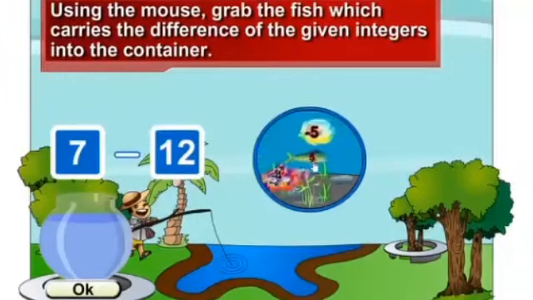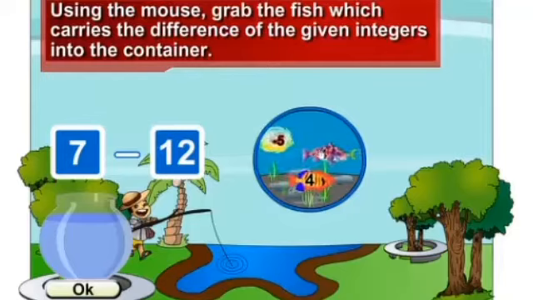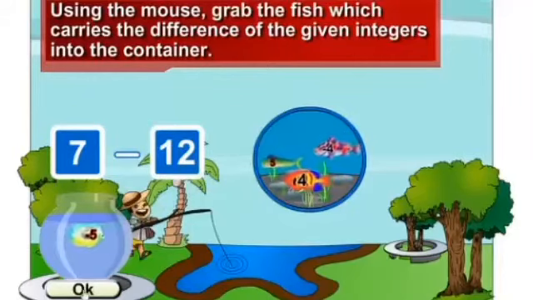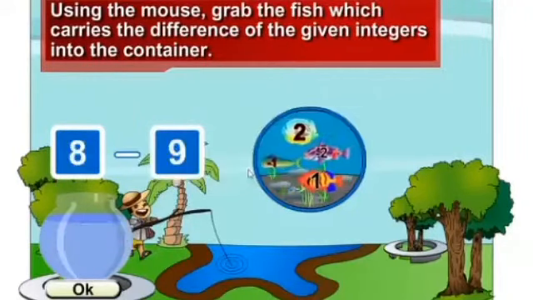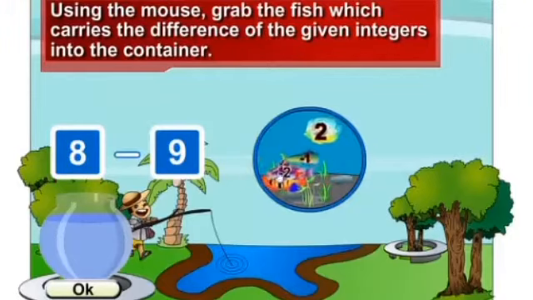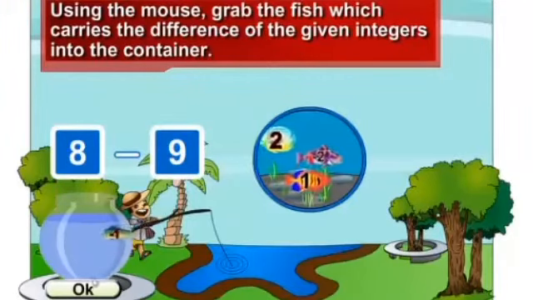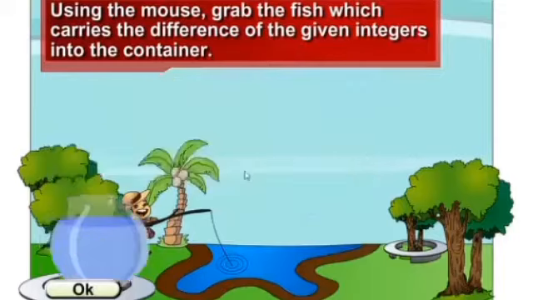7 minus 12. You have to change 12 to negative 12. Then, subtract. It is negative 5. Good job. 8 minus 9. So, 9 will become negative 9. And the answer is negative 1. Good job. You've got 9 out of 10.